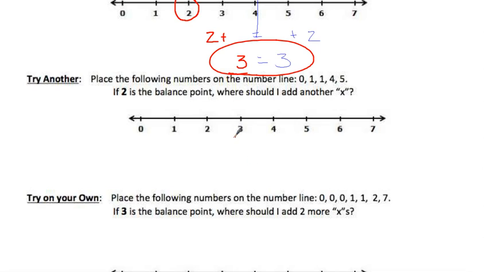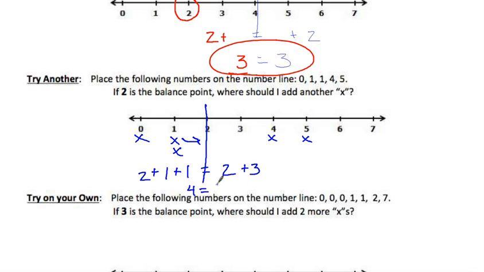Place the following numbers on the number line. If 2 is the balance point, where should I add another x? Now, there's not a lot of space above this one, so I'm actually going to put the x's below. So we have a 0, 2 1s, a 4, and a 5. And they want the balance point to be 2. So let's do some math. The 1 is 1 space away. This one is 1 space away, and the 0 is 2 spaces away from the balance point. 4 is 2 spaces away from the balance point, and 5 is 1, 2, 3 spaces away from the balance point. Doing some math, 2 plus 1 is 3 plus 1 is 4. 2 plus 3 is 5.